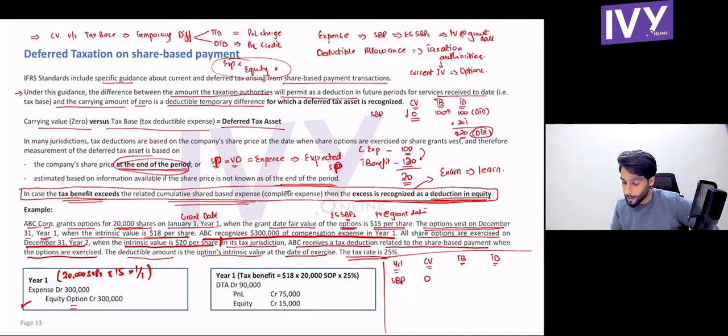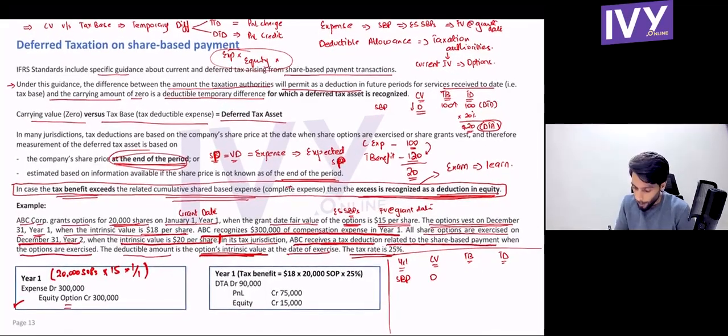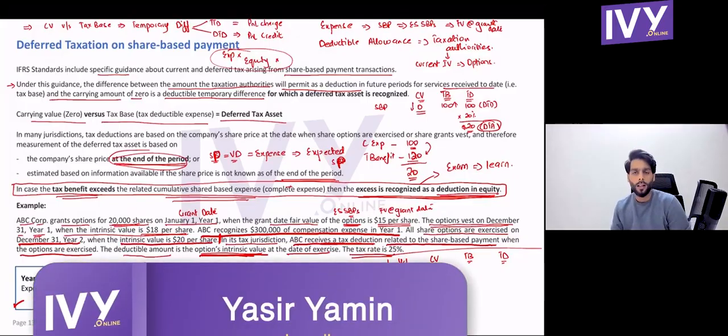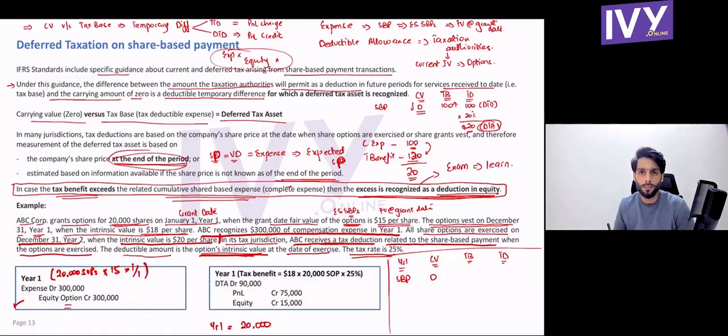It was written that in tax jurisdiction, ABC company receives a tax deduction related to share-based payment when the option is exercised, and the deductible amount is the option's intrinsic value. The deduction is allowed based on intrinsic value, my friends. So when I'm standing at year 1, I see that I have 20,000 SOPs and I try to estimate the intrinsic value of these SOPs. It would be $18.